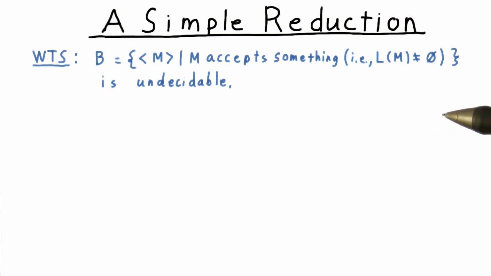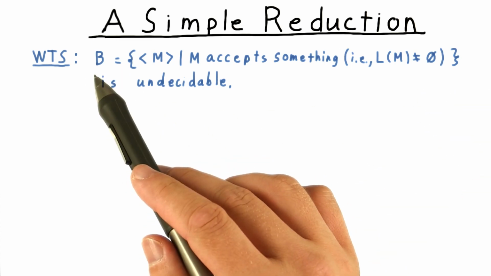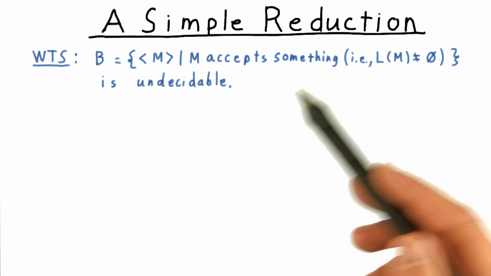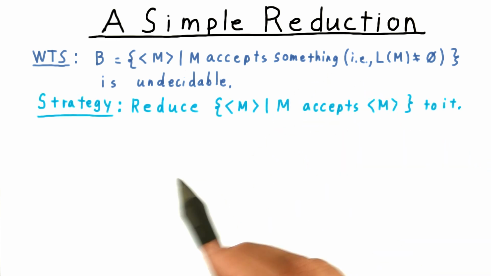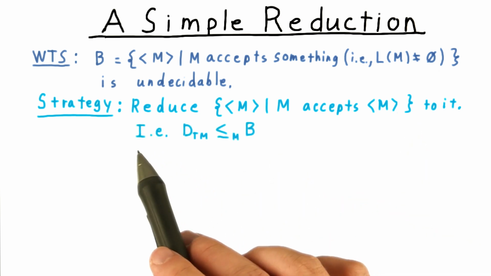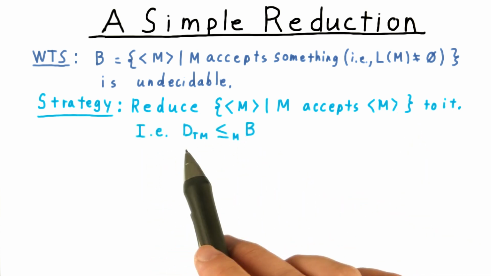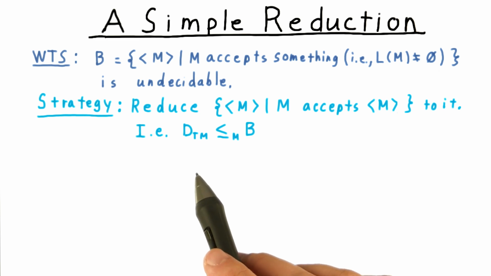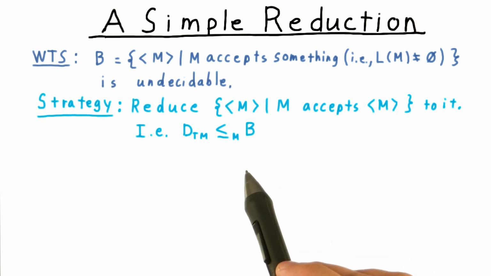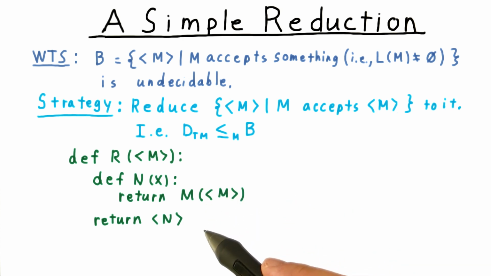Now we're going to use a simple reduction to show that this language B, consisting of the descriptions of Turing machines that accept something, is undecidable. Our strategy is to reduce the diagonal language to it. In other words, we'll argue that deciding B is at least as hard as deciding the diagonal language. Since we can't decide the diagonal language, we can't decide B either. Here's one of many possible reductions.